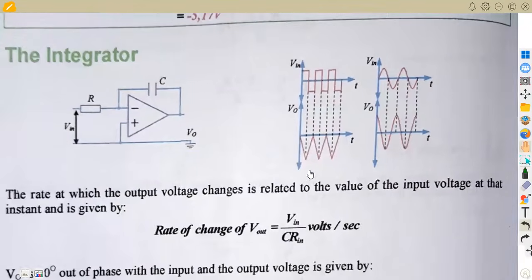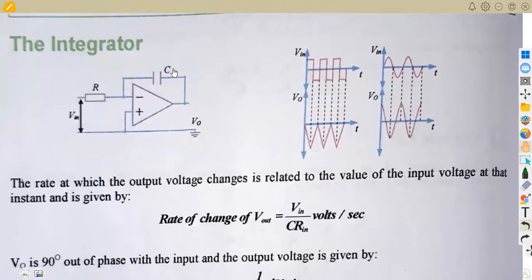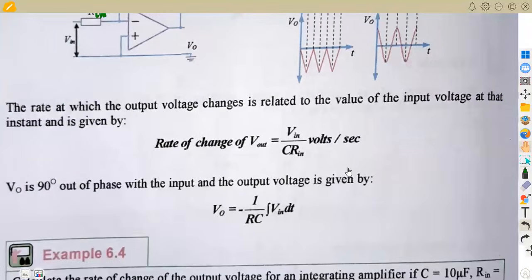Then we've got the integrator, which is the one that has a capacitor on the feedback. So we are going to have the capacitor. In this case, the rate at which the output voltage changes is related to the value of the input voltage and is given by, because there is a change in capacitance value, we are going to see at the end that the rate of change of the voltage is going to be V in over CR in volts per second, whereby we consider the voltage at the input, the capacitor value times the resistance at the input, which is our R in this case. All right, so that is going to give us V out. So that's the idea in this case.